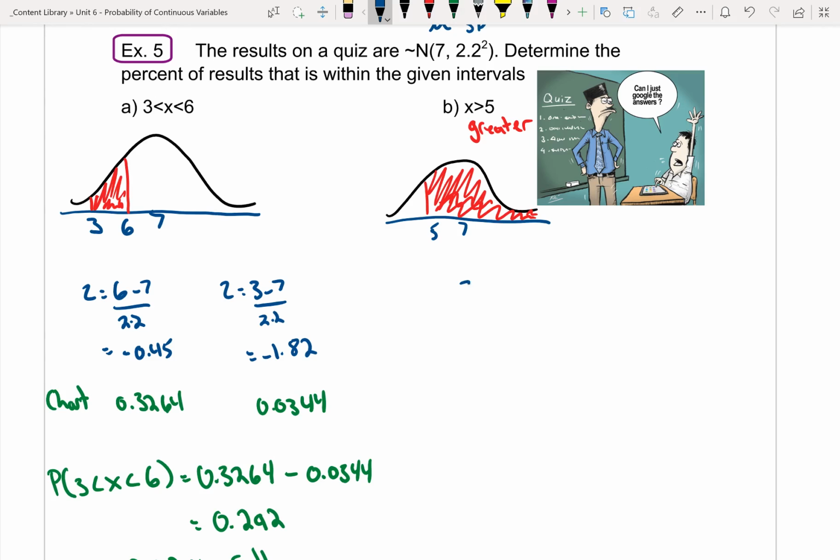So I need to find my z-score for 5. So 5 minus 7 divided by 2.2, and I get a value of negative 0.91. And if I go to my chart, I should find that there's a probability of 0.1814 or 18.14%. Now, what we want to keep in mind is that this value tells us less than or equal to 5, but I want greater than or equal to 5.